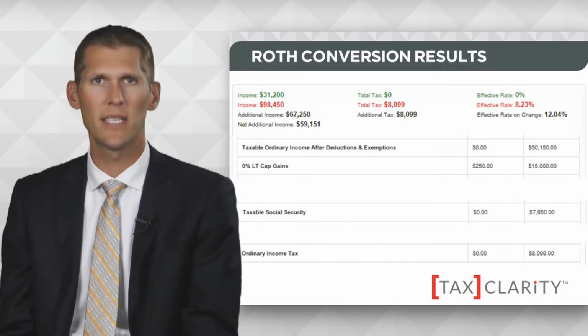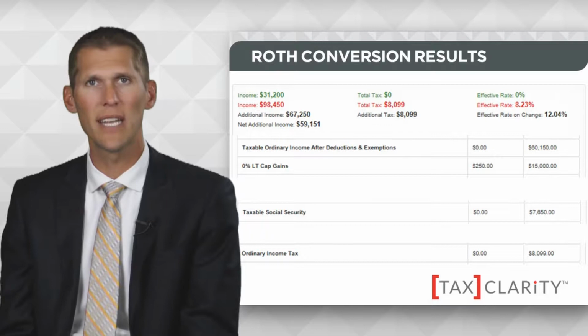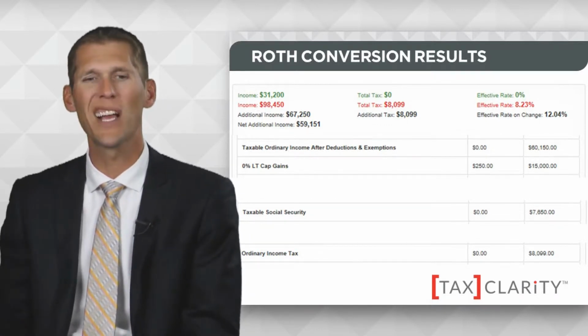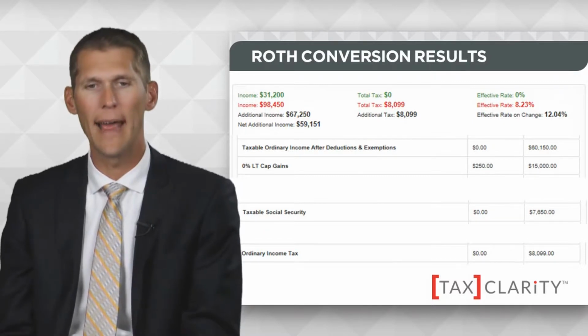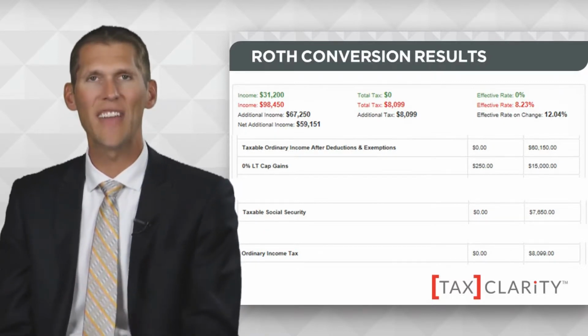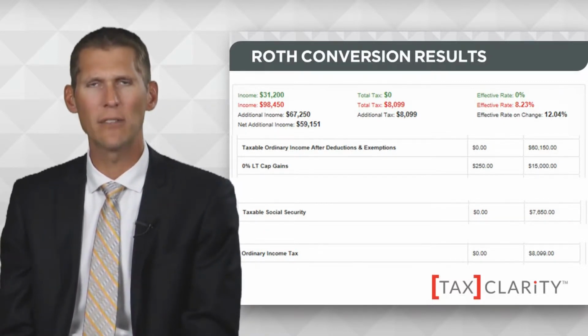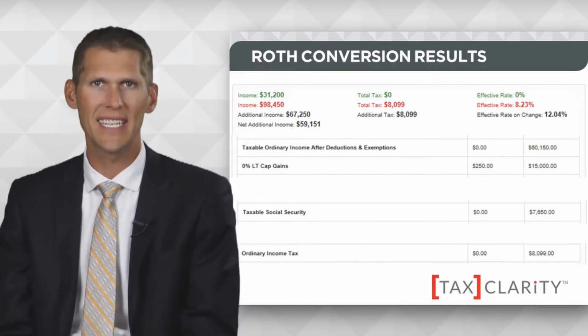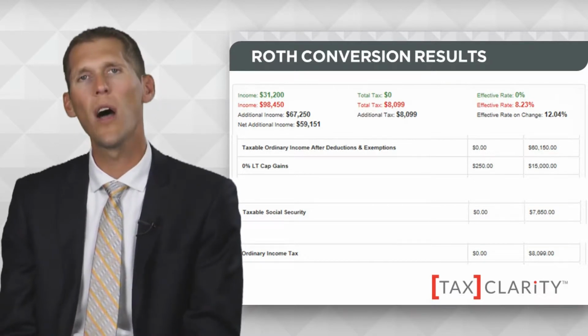So in this situation, we added $67,000 of ordinary income, or IRA withdrawal, in order to do a conversion over to the Roth IRA. The additional tax on that's going to be a little over $8,000. So basically we're going to pay an average tax rate over that $67,000 of only 12%.